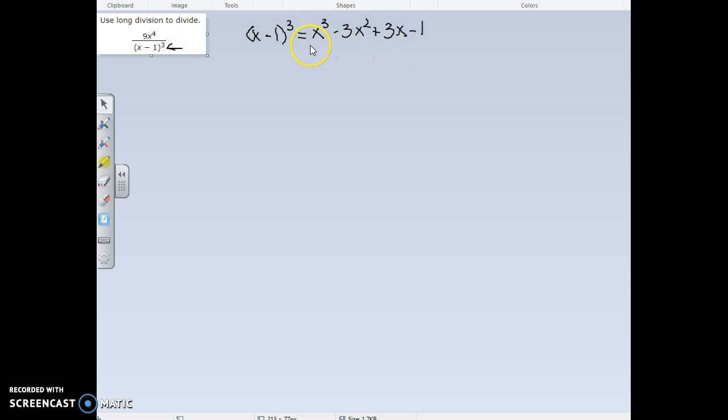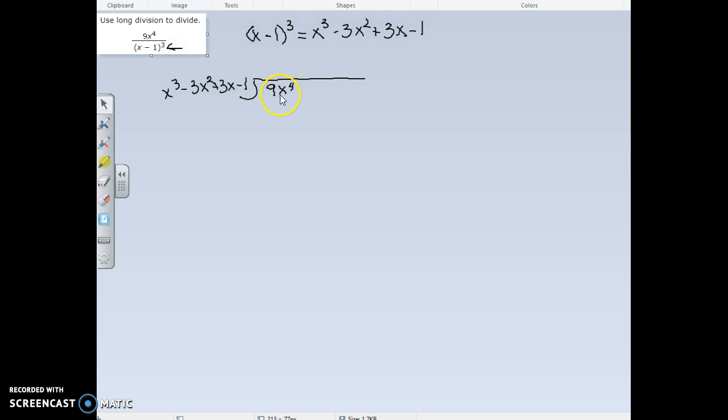Okay, so now instead of dividing by x minus 1 cubed, we will be dividing by this long polynomial, which is a cubic. To write that out, since we are doing the long division, we are starting with 9x to the fourth, and we will be dividing by x cubed minus 3x squared plus 3x minus 1.